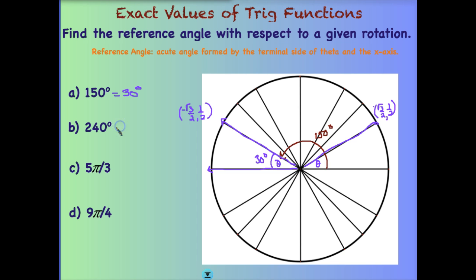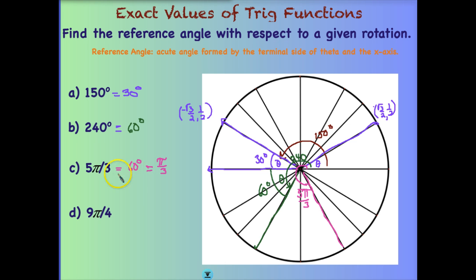Go ahead and pause the video and see if you can define the reference angle for each of these three angles. For B, 240 degrees, drawn in green here, the reference angle is this distance back to the x-axis. Think of it as it's always going to be the shortest distance between the terminal side here in green and the closest x-axis. And we know that reference angle is 60 degrees. For C, 5 pi over 3, the reference angle you should have gotten was 60 degrees, or because it's in radian measure, it would be more appropriate to leave it in radian measure, pi over 3.